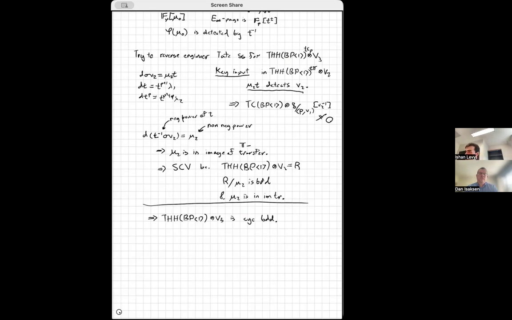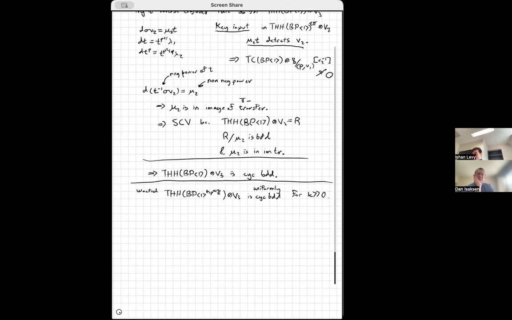So now the thing I still have to explain to you is how to bootstrap this to the fixed point. What we really wanted to know is that THH of the BP1 fixed points by these Adams operations, tensored with V3, is cyclotomically bounded uniformly in K, for K sufficiently large. So that's what we wanted to know.